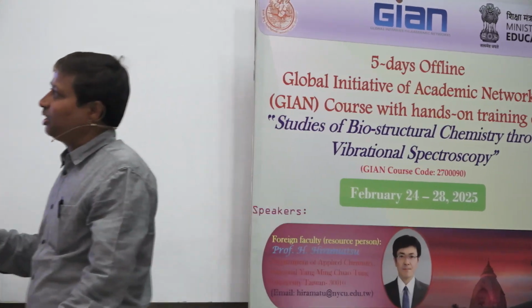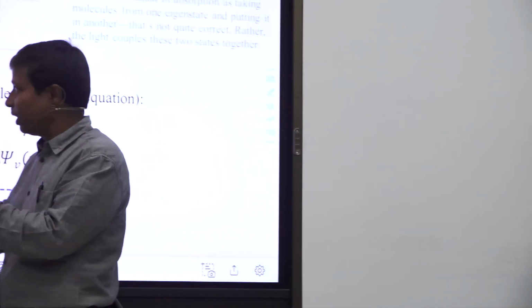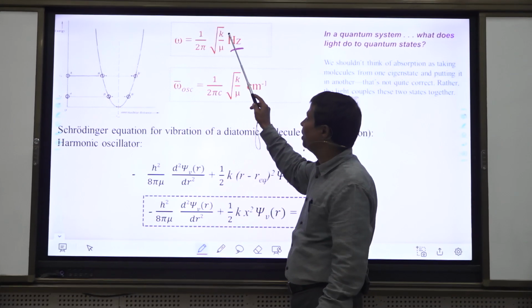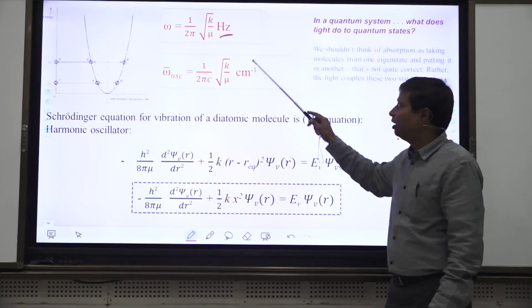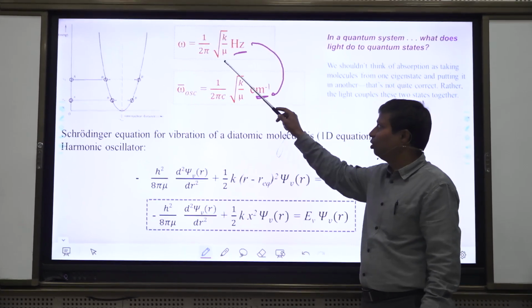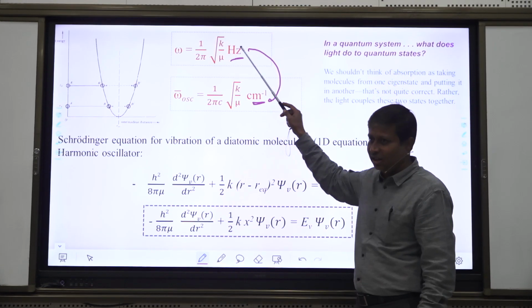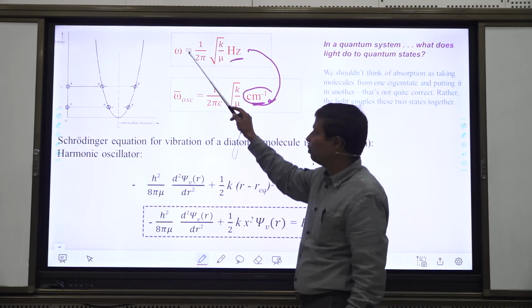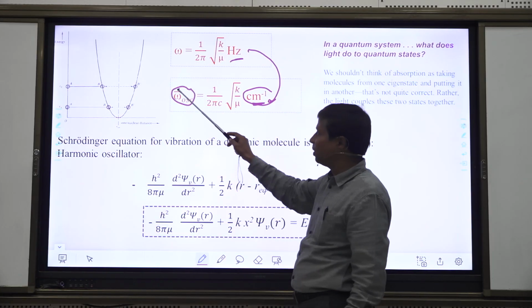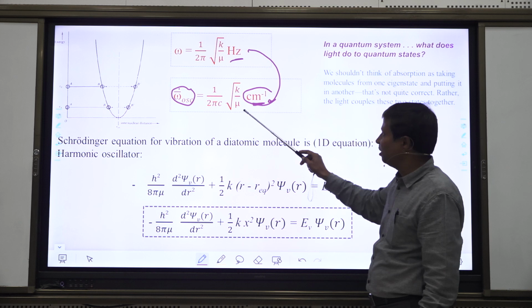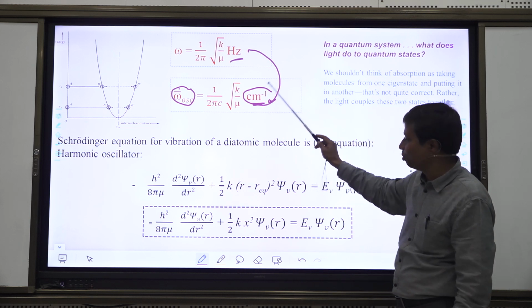So we are talking about the vibration, so there will be an oscillation frequency. The oscillation frequency in Hertz is 1 by 2 pi times the square root of k by mu. Since in spectroscopy we discuss everything in wave number, you have to divide it by c and then it will be in wave number. So the oscillation frequency, this is omega bar. Whenever a bar comes, that means it's wave number. So 1 by 2 pi c times the square root of k by mu, the reduced mass.